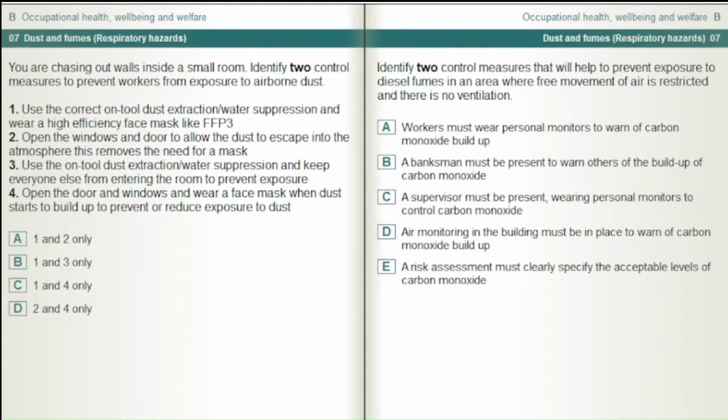Identify 2 control measures that will help to prevent exposure to diesel fumes in an area where free movement of air is restricted and there is no ventilation. Workers must wear personal monitors to warn of carbon monoxide buildup. A banksman must be present to warn others of the buildup of carbon monoxide. A supervisor must be present wearing personal monitors to control carbon monoxide. Air monitoring in the building must be in place to warn of carbon monoxide buildup. A risk assessment must clearly specify the acceptable levels of carbon monoxide.